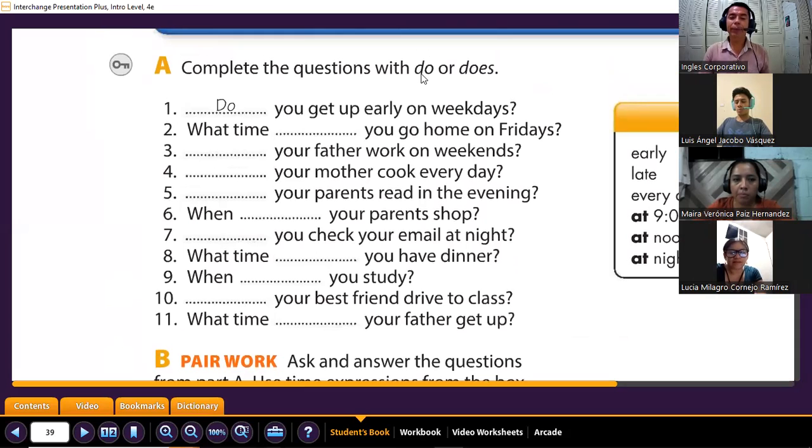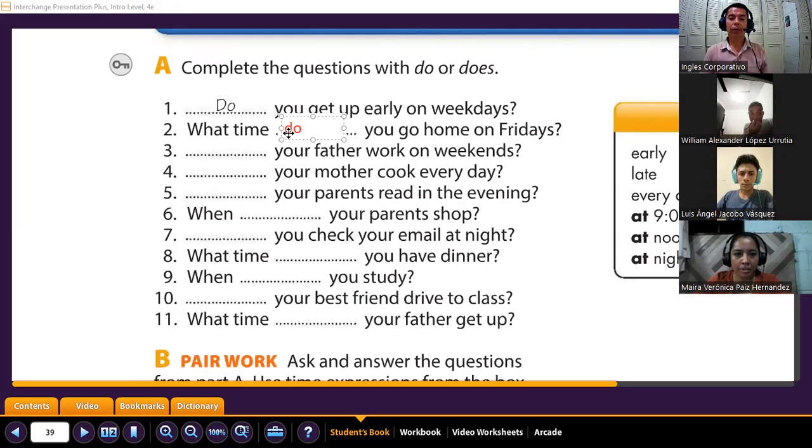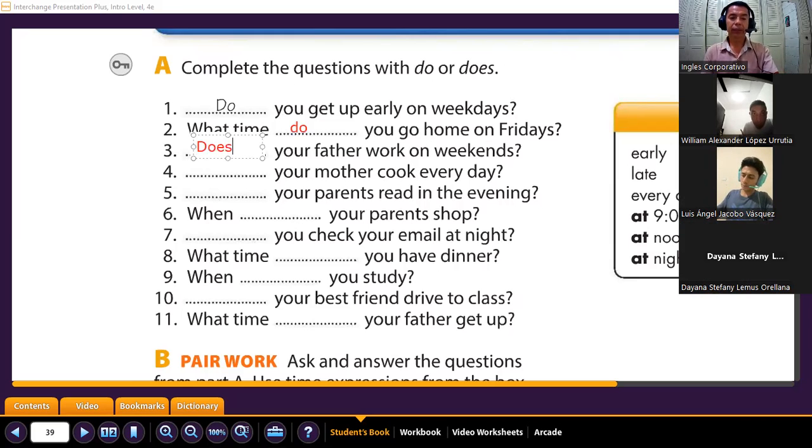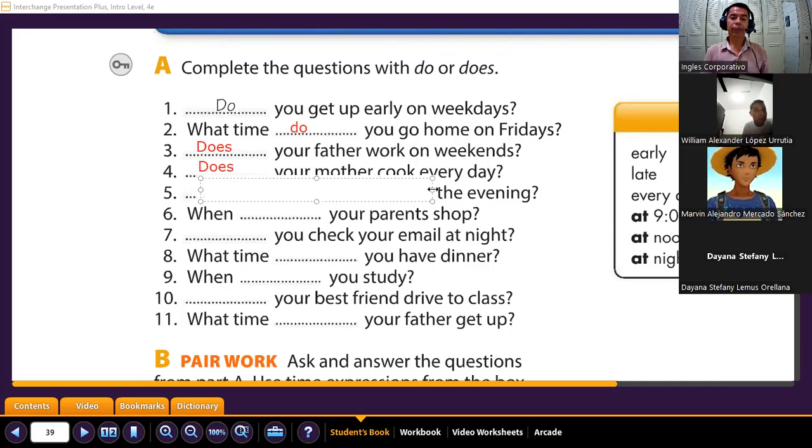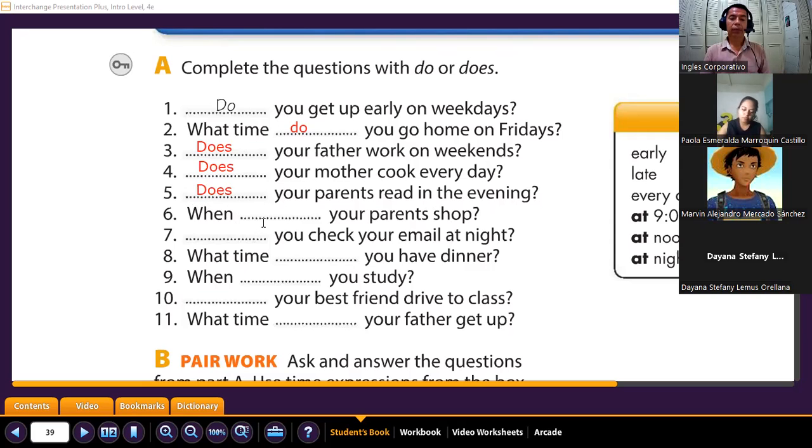Okay, number one. Do you get up early on weekdays? Next one. Group number one, please. Do or does? Do. Group number two. Do or does? Does. Group number three. Do or does? Does. Group number one, do or does? Does. Group number six. Do or does? Does.